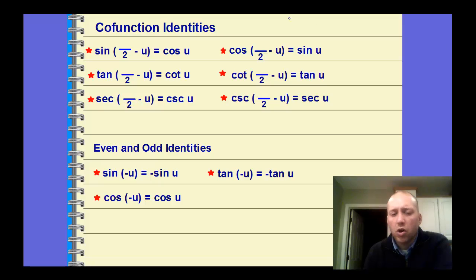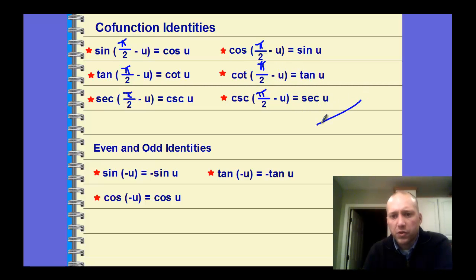So for all of these, sine is pi halves minus u, tangent is pi halves minus u. So you have the pi's in all of these as well. And the pi halves is 90. So if you take 90 minus some angle u for these, it equals the cofunction.